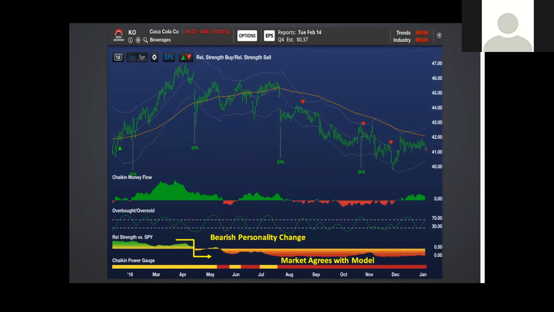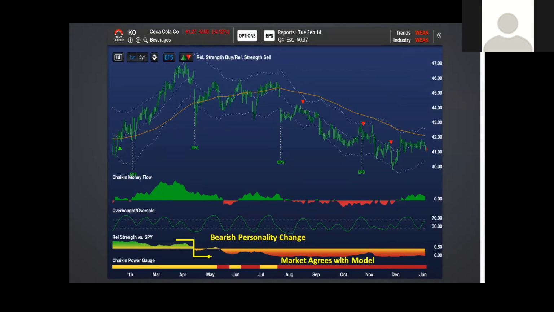Now on the downside, we've got Coca-Cola, very well-known name worldwide, but we had a bearish personality change in April, and then in May, the power gauge turned bearish, so the dynamic duo was now negative on the downside. The market was agreeing with the model, but in a bad way if you were long the stock.